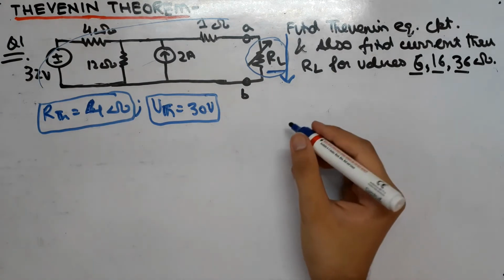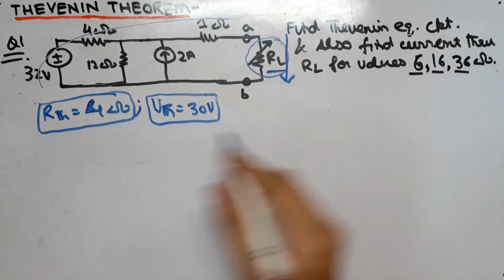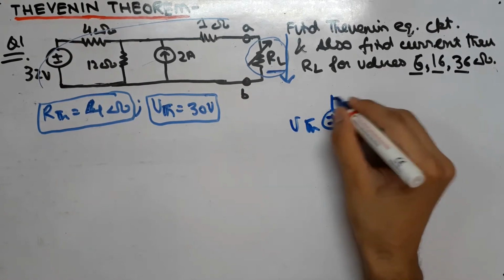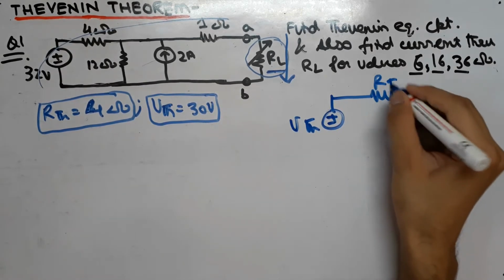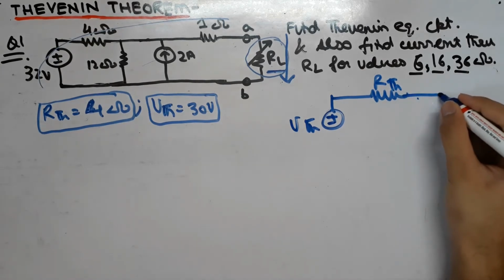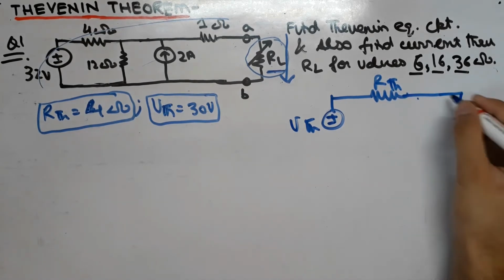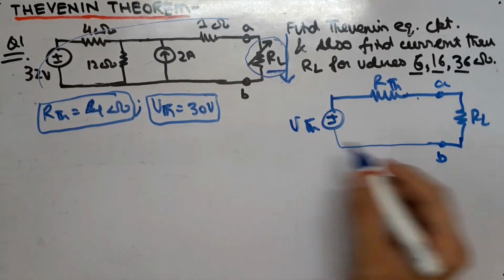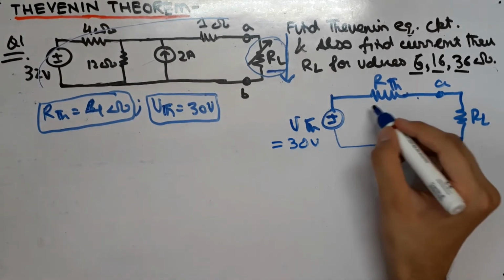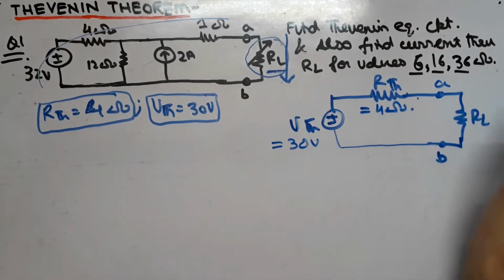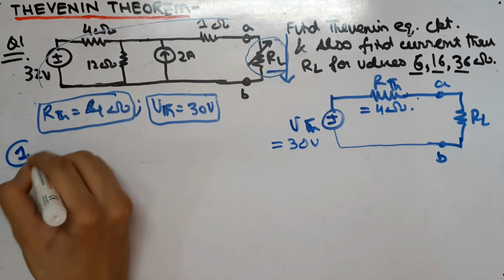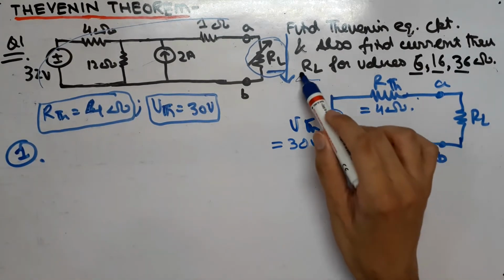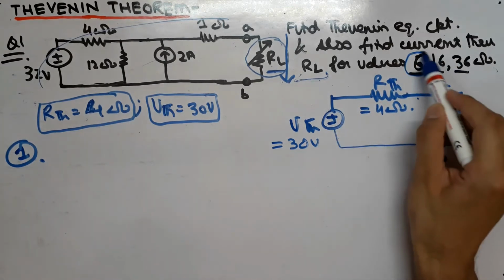Now we will draw the Thevenin equivalent circuit using the values of VTH and RTH. We knew that VTH will come over here with a series resistance RTH, as we discussed earlier, and the load resistance RL will be drawn across the terminals A and B. VTH is equal to 30 volts, RTH is equal to 4 ohm. In the first case, we have to find the current across the resistance RL for the value 6 ohm.